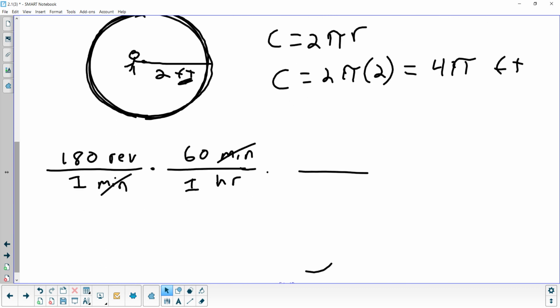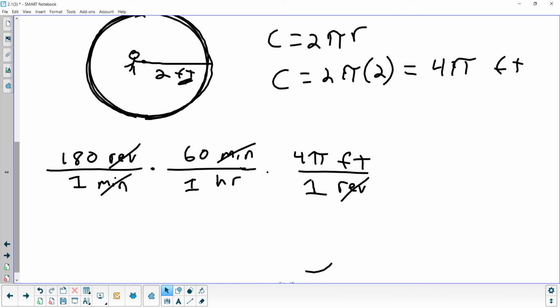Revolutions is going to go in the bottom. Feet goes in the top. There are 4 pi feet in 1 revolution. In this problem. In another problem, it might be different. It depends on how big of a circle. Now, the important thing we've done is we've jumped to linear speed. We've gotten rid of revolutions. That was angular. Now we're in linear.